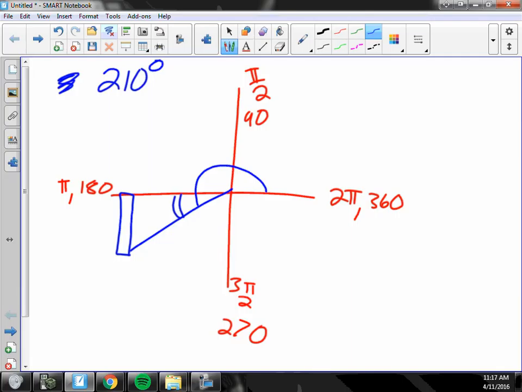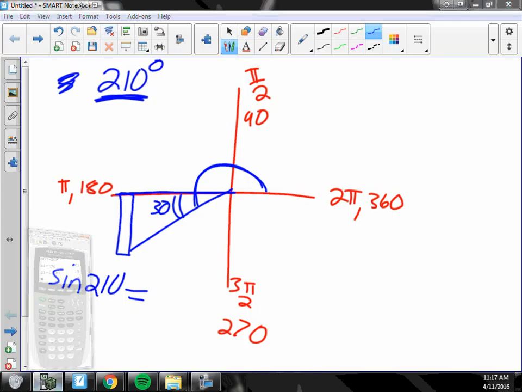210 minus 180 is 30. Do you think I did that on purpose? I just picked 210. That was the angle I chose. 210 degrees lies in quadrant 3. Well, how far past the ground did I travel to get to 210? 30. So this little angle is 30. So the sine of 210 should be what? Should be 0.5. Okay, let's try it.